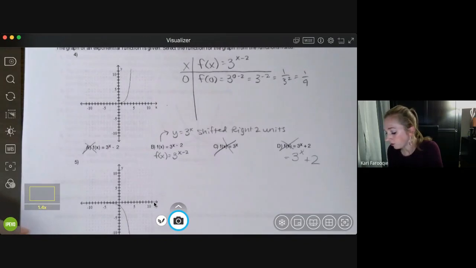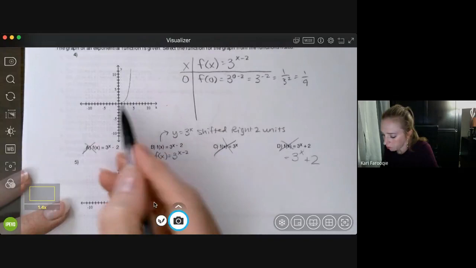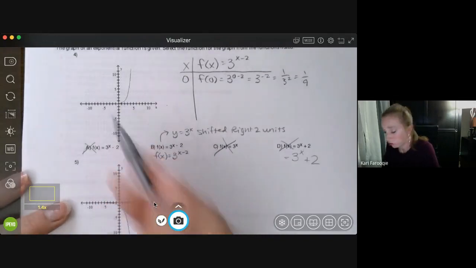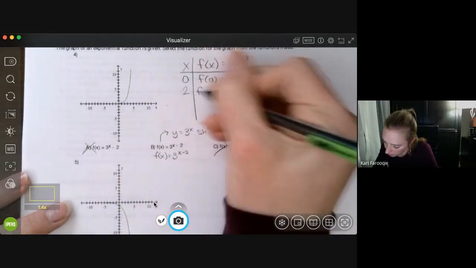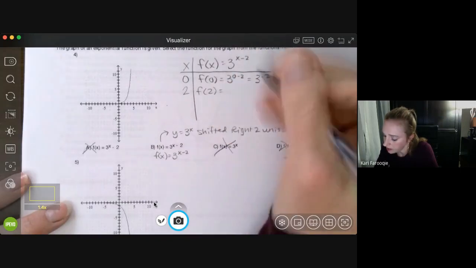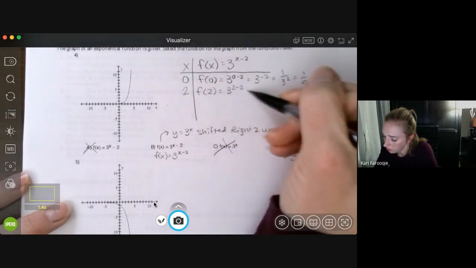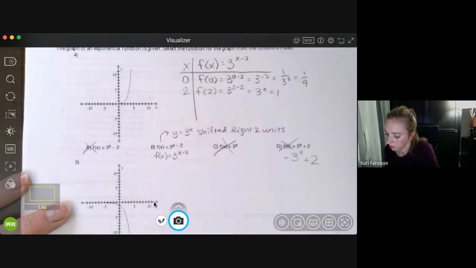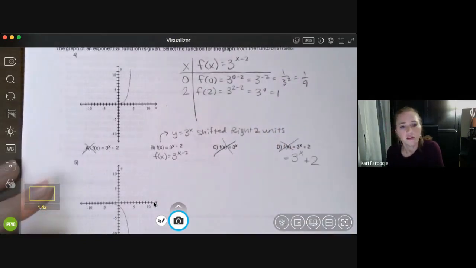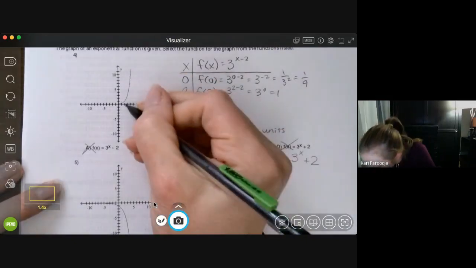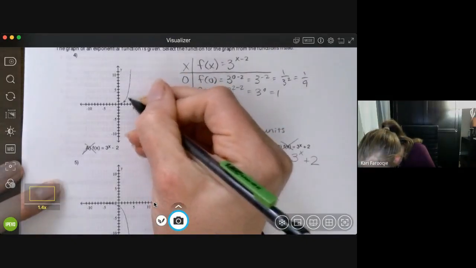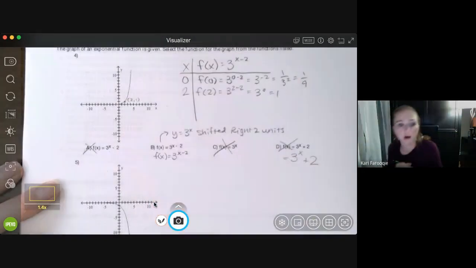If you would like to skip over to 2, maybe you feel like the difference between 0 and 1 here is pretty minuscule, so maybe you want to check 2. Maybe do that. f of 2. The nice thing about f of 2 is that 2 minus 2 is 0, and 3 to the 0 is 1. So look at your graph and see, does it have the point (2, 1) on it? And indeed, it does appear that the point (2, 1) is on your graph.